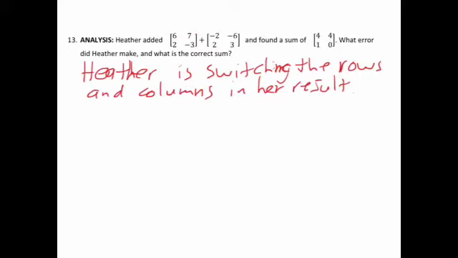So there we go like that. She switched the rows and the columns. So our first row became the first column, which is not what you do. If you start out with a row, you'll end with a row, just like that.